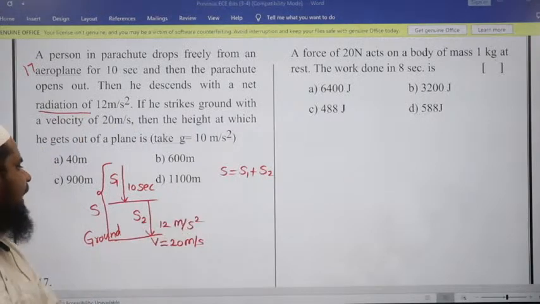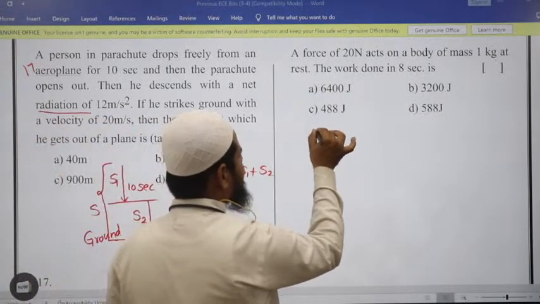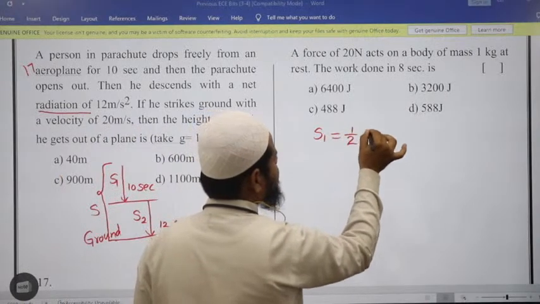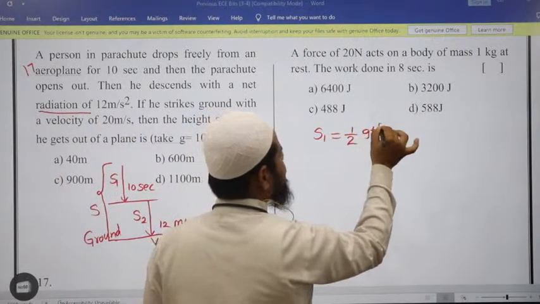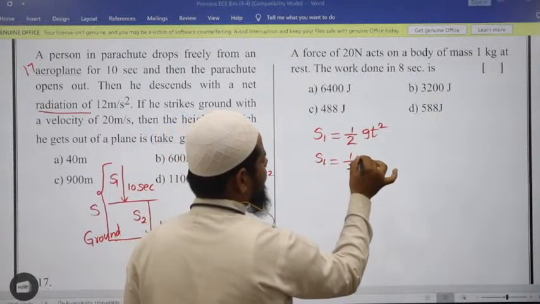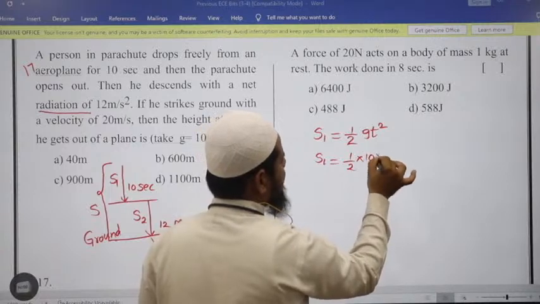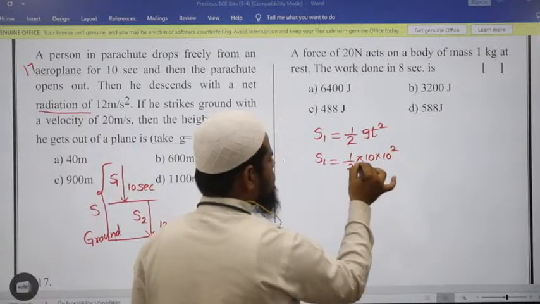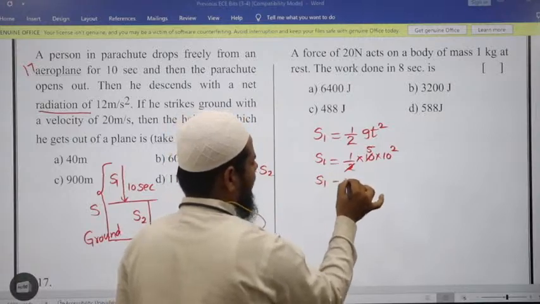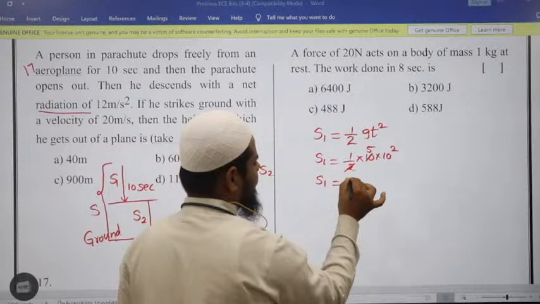So how do you find S1? S1 is nothing but a freely falling body. We'll go with the half g t square formula. S1 is equal to 1 by 2 into 10 into time 10 square. 2 ones are 2, 2 fives are 10. What do you get? S1 is nothing but 500 meters. That is S1. Now, how do you find S2? That's what you need to find.